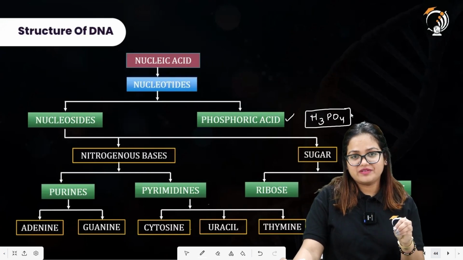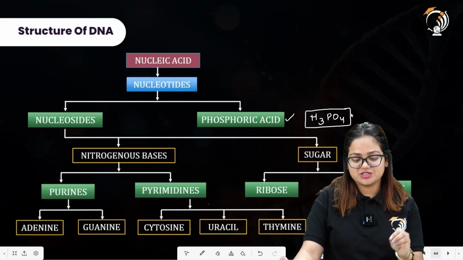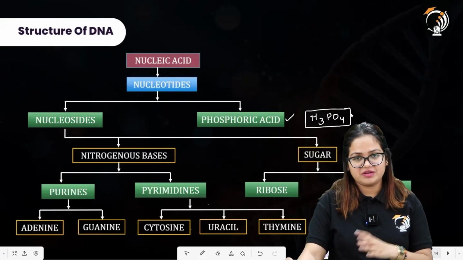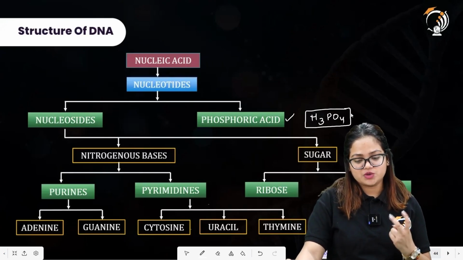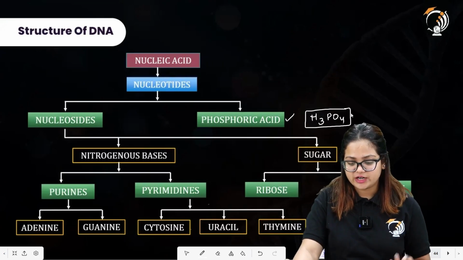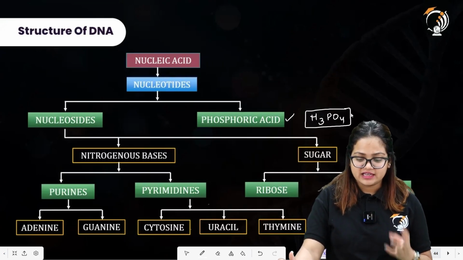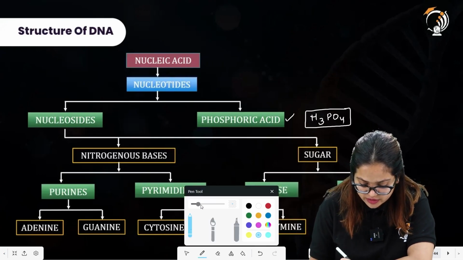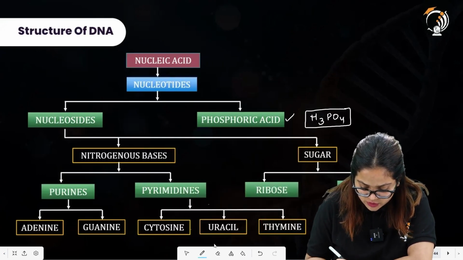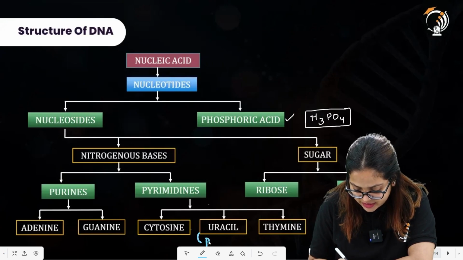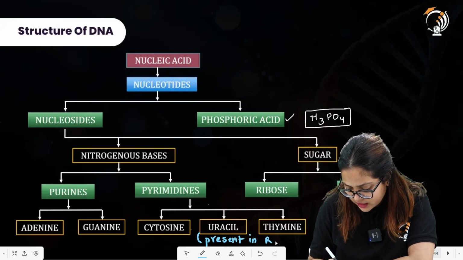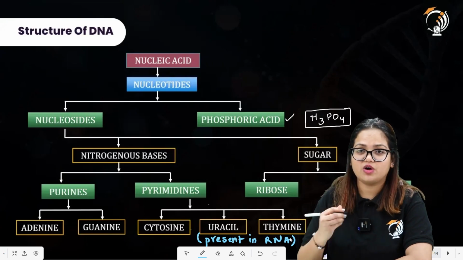Here we have divided the nitrogenous bases into two categories on the basis of rings present in them. Purines are there, pyrimidines are there. Purines are adenine, guanine. Pyrimidines are cytosine, uracil, thymine. And what is the significance of uracil over here? It is a nitrogenous base present only in RNA, in place of thymine.